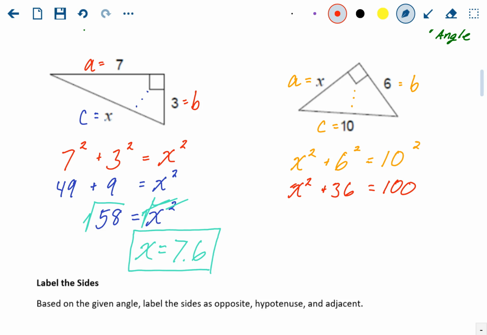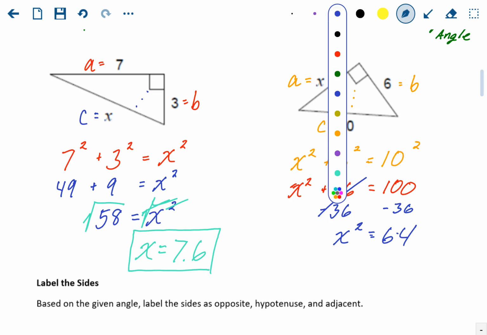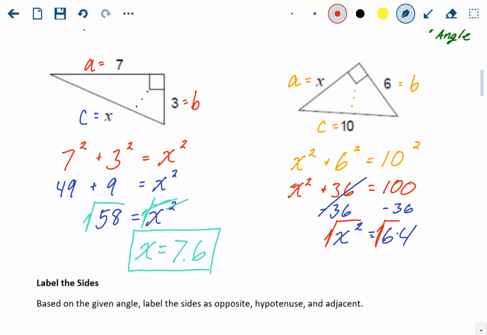Alright, so these have one more step involved because you're going to have to get everything to one side. You're going to have to isolate the variable part. So to do that, we're going to have to subtract 36 over. That gives you x squared equals 64. And once again, we don't really care what x squared is. We only care about x. So we're going to have to take the square root of both sides. So in this case, x is 8.